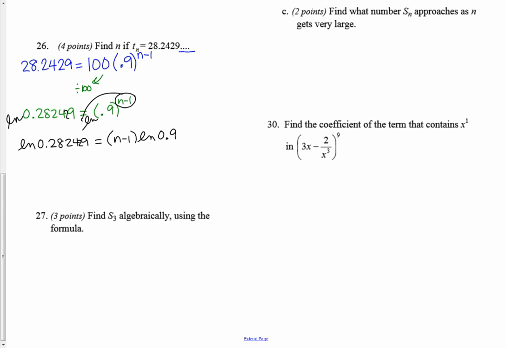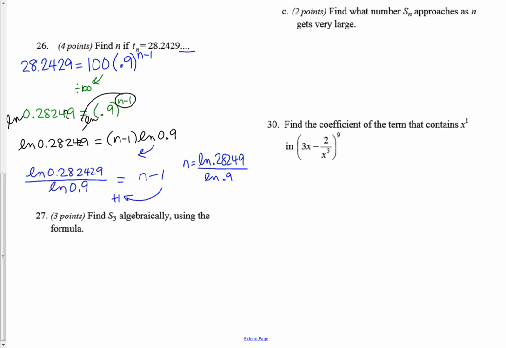Okay, now I need to get the n by itself. So at this point, I would probably move the ln over to the other side. So I'm going to divide both sides by the ln of 0.9. You also could have distributed here, by the way. Since I didn't distribute, the last thing I have to do to move this over would be to add 1 to both sides. So my final answer for this would be the ln of 0.28249 over the ln of 0.9, then add 1 to that.